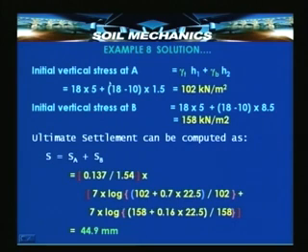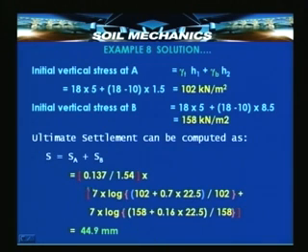Then the drainage path length which comes here is only 7 meters. Log of (P0 plus delta P) upon P0, into 7 by 102, plus 7 into log of 158 plus 0.16 into 22.5, where 0.7 into 22.5 is the influence coefficient into the intensity of pressure below the foundation. Similarly, at point B, 0.16 is the influence coefficient and 22.5 is the intensity of pressure. So, this gives you 44.9 millimeters.